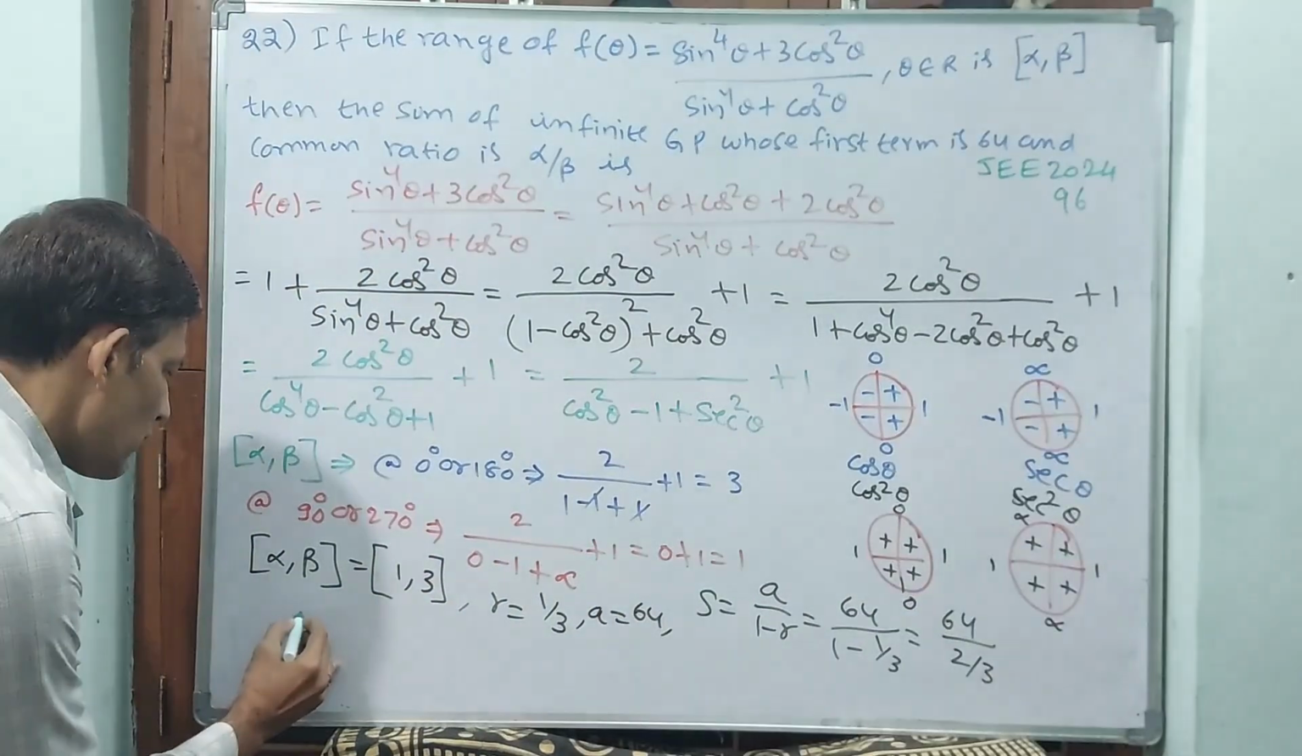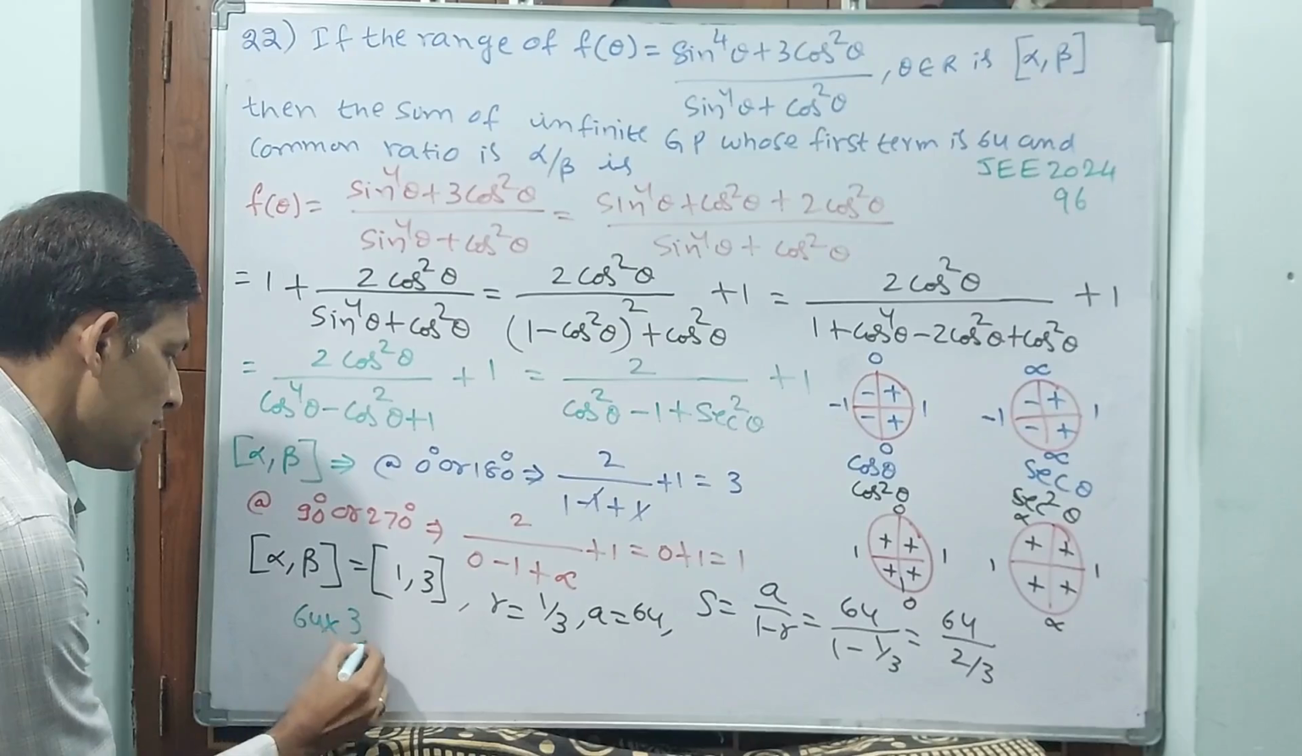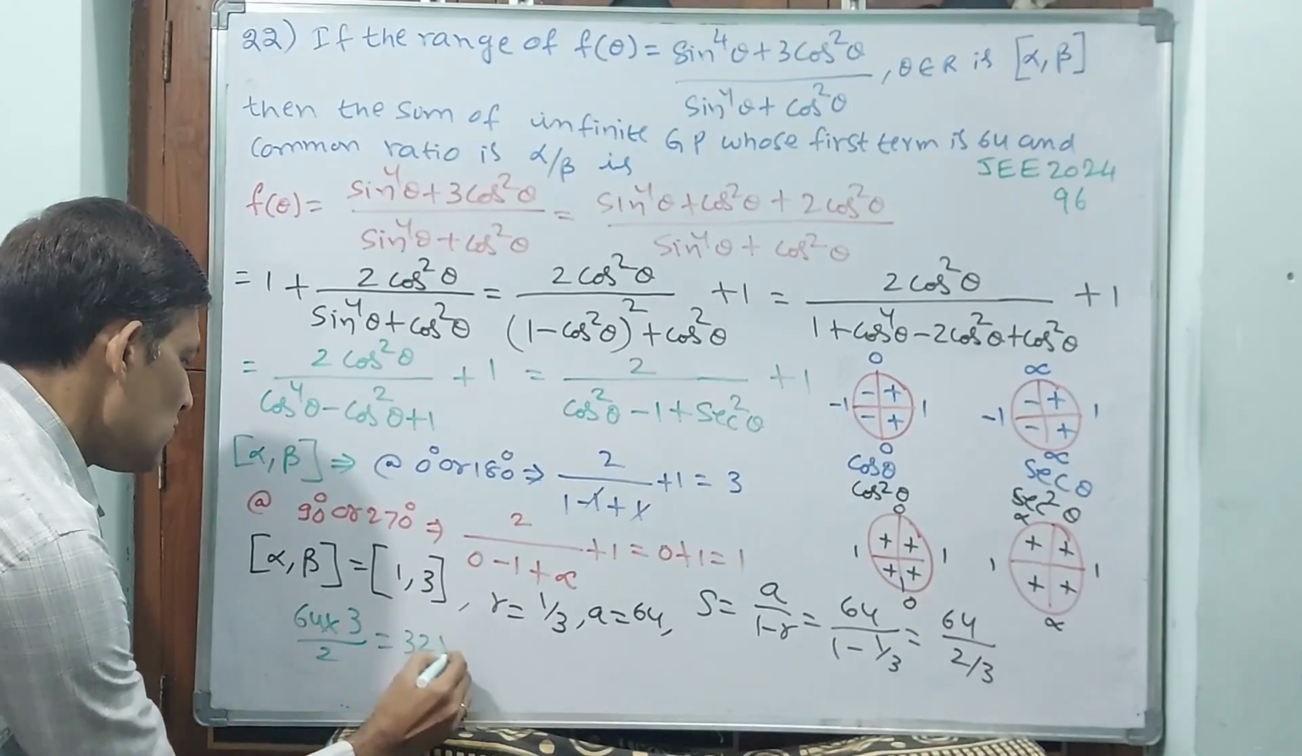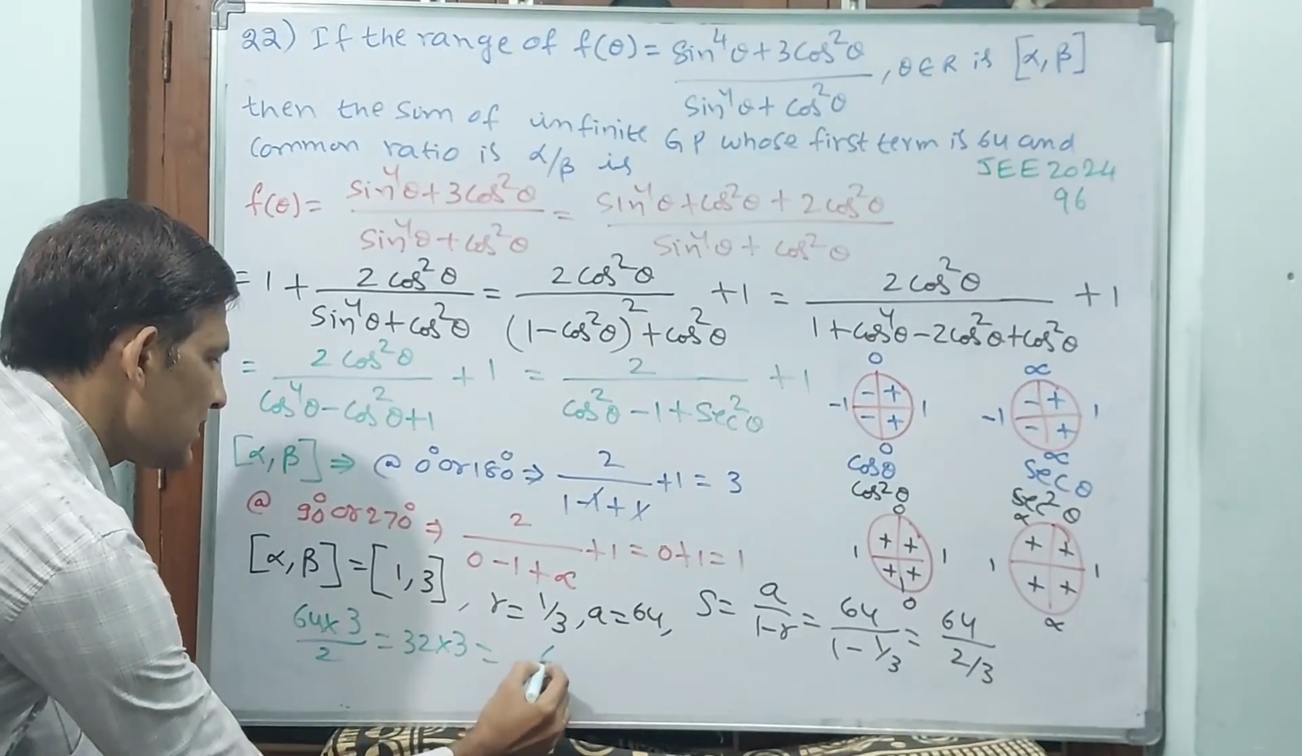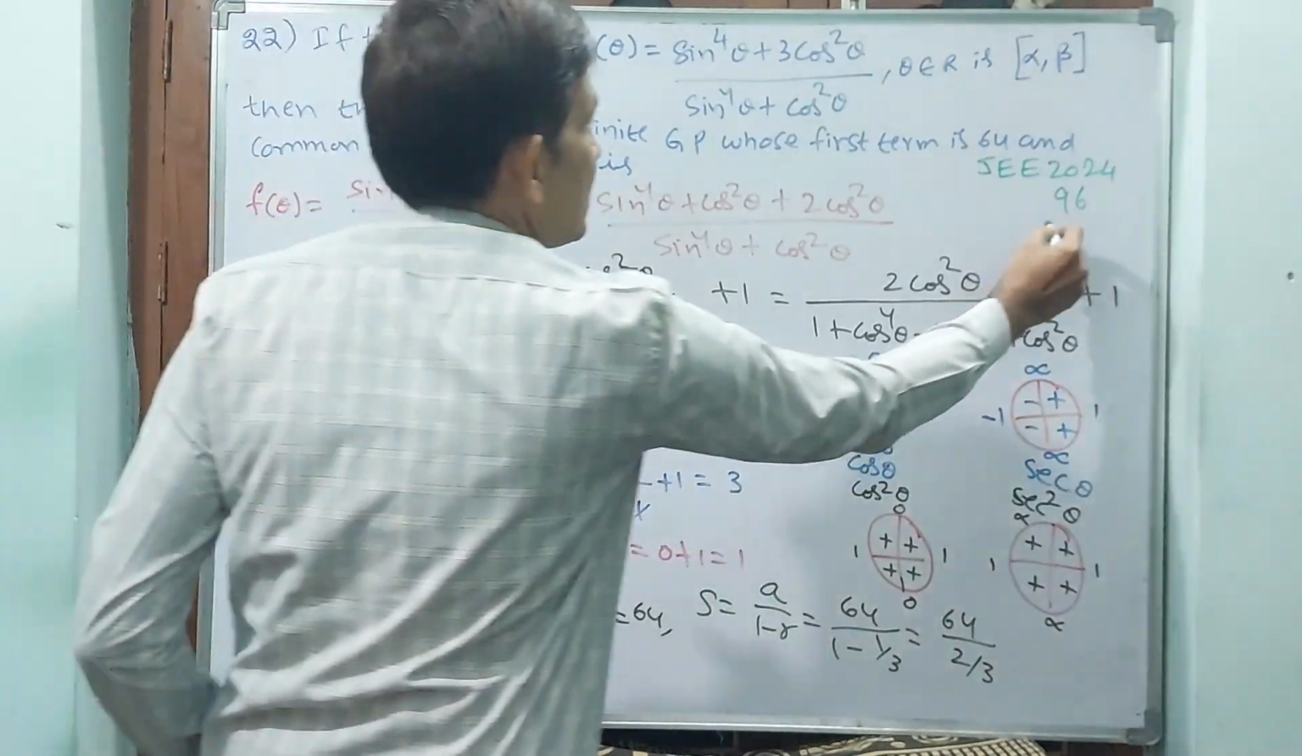How can we write? 64 into 3 by 2. 32 into 3. 3 2s are 6, 3 3s are 9. 96. 96 will be your answer.